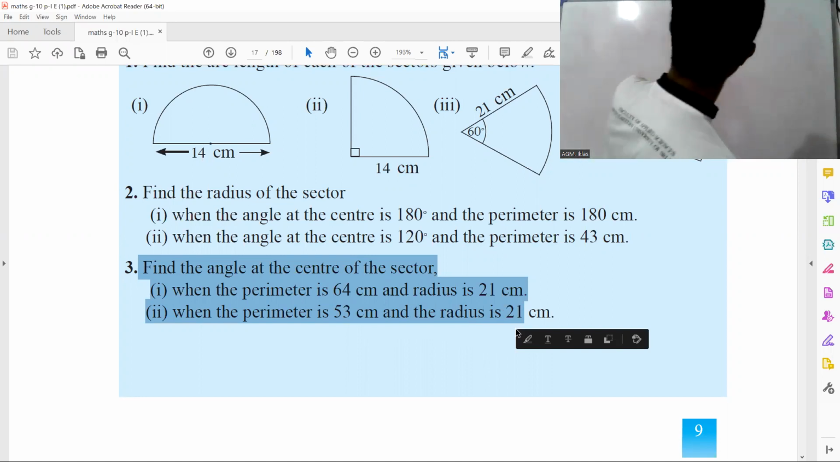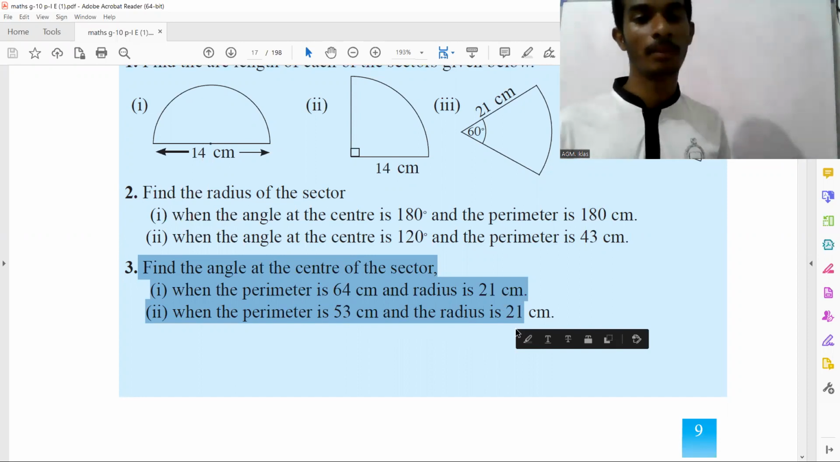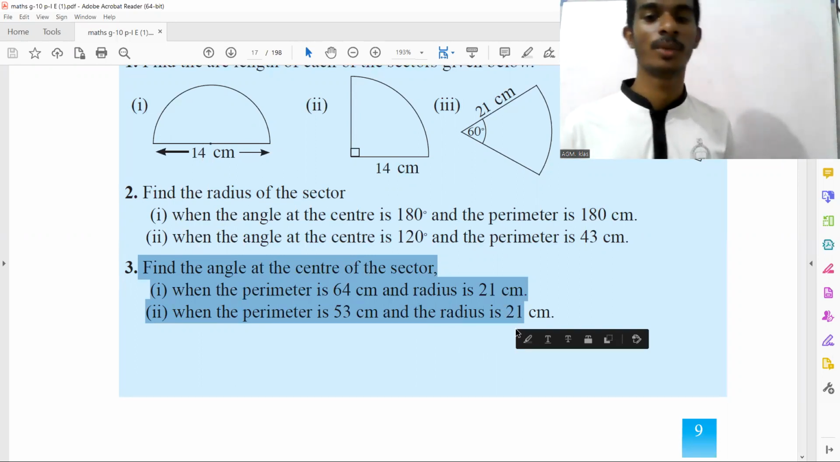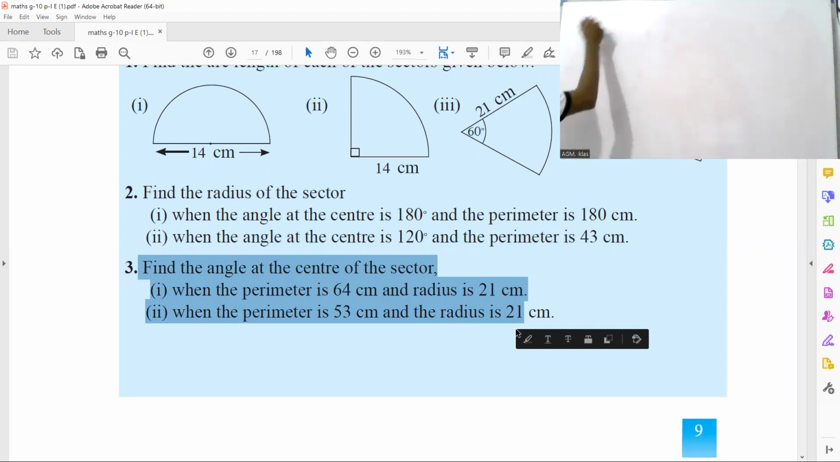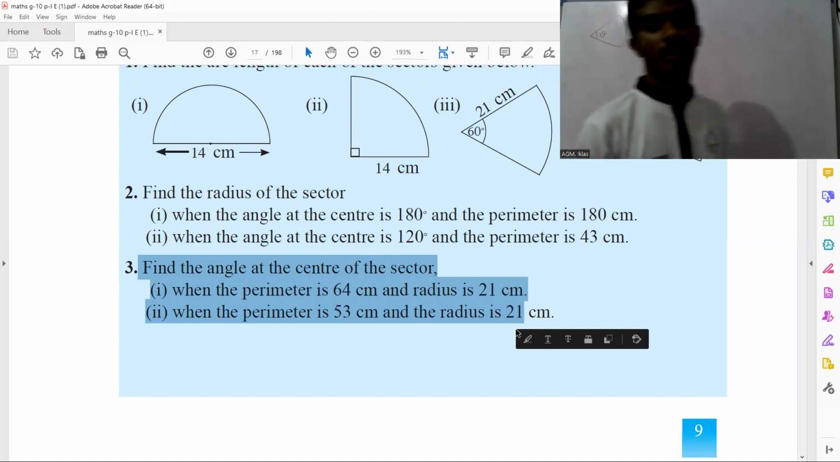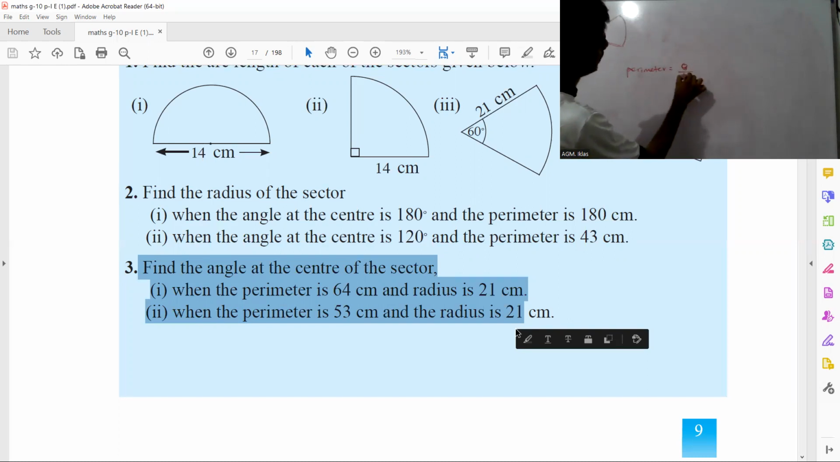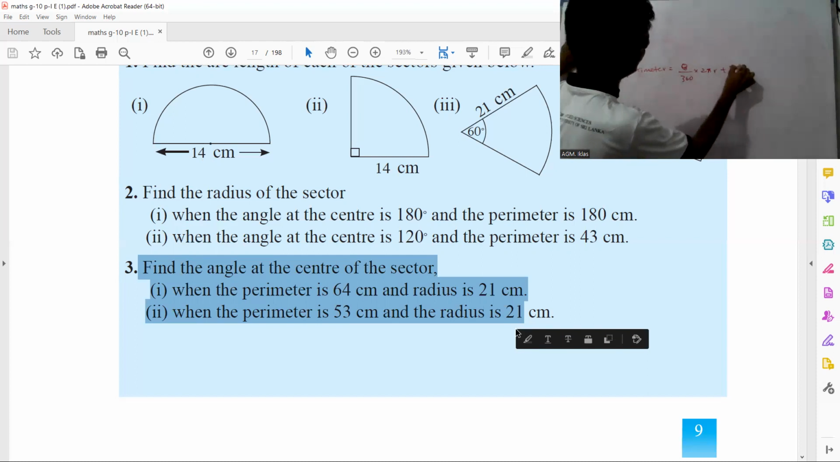So the question says, find the angle at the center of the sector when the perimeter is 64 centimeters and radius is 21 centimeters. That's all. So here, roughly we can sketch a diagram like this. Now find the angle at the center. We need to find theta when the perimeter is 64. Perimeter means this length plus these two radii. For perimeter, we know the equation: theta over 360 into 2 pi r plus 2r.